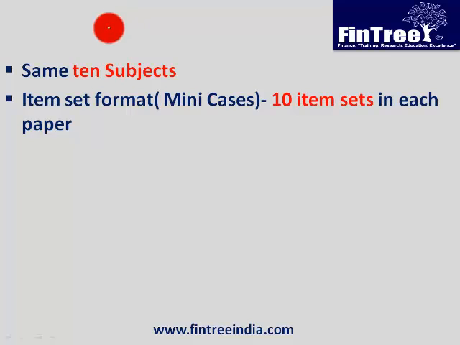Same 10 subjects. Okay. Now there is a new format called item set, and this is the biggest difference between level 1 and level 2. So at level 1, the easier part was that there was a question with, let's say, 2 or 3 lines and then 3 options immediately. So what you were required to do was to know the concept and then use the data and solve for it. Now at level 2, there would be a big case study, let's say 2 pages, 2.5 pages.